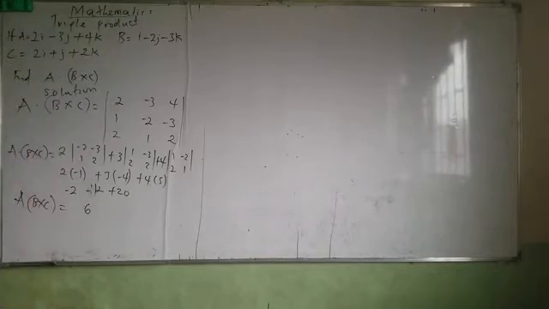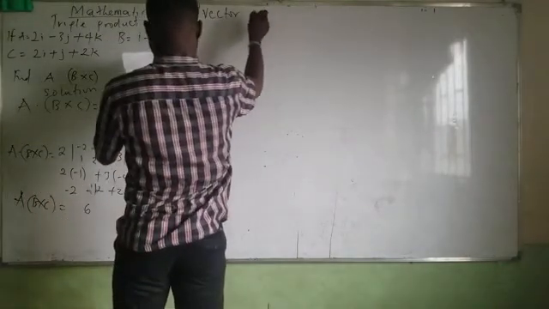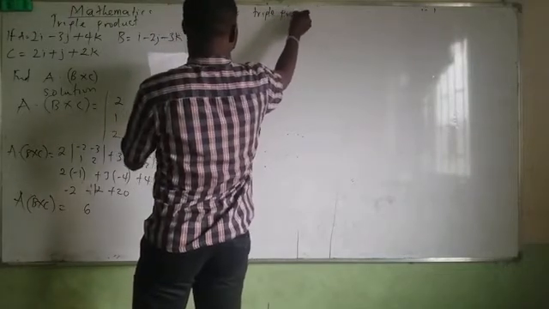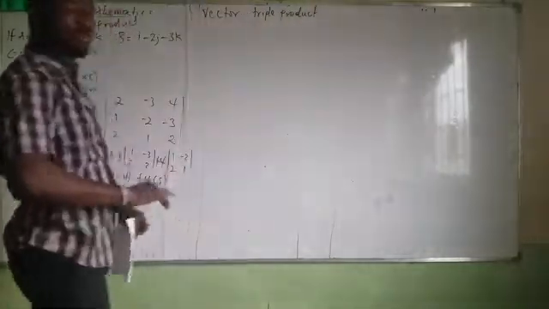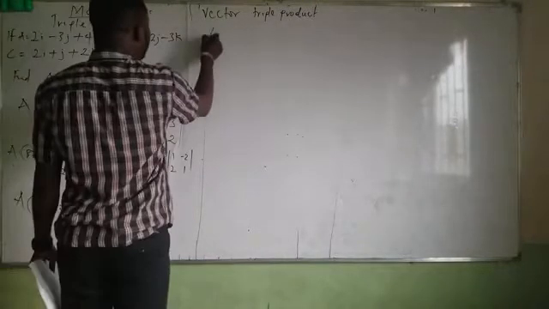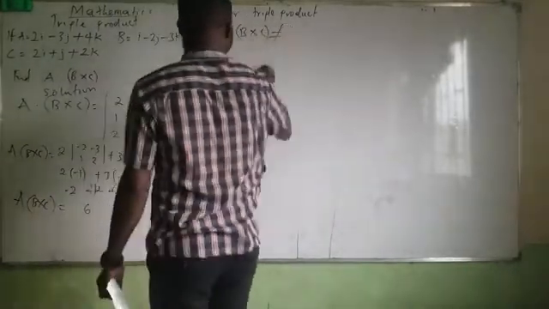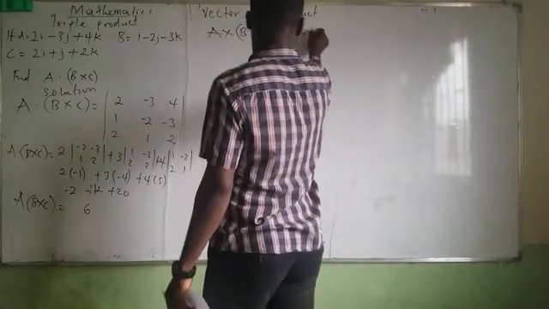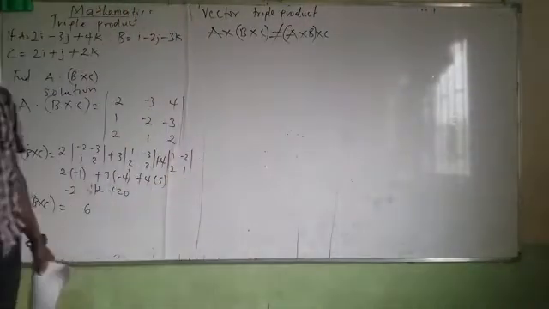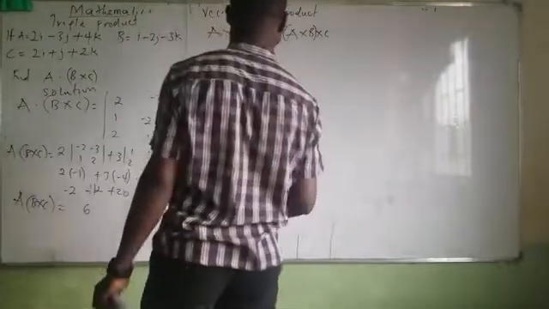Now let me work on vector triple product. Vector triple product is quite different from this. This is a scalar triple product. Now, in this case, I'm talking about A cross (B cross C), which is not the same thing as (A cross B) cross C. These are not the same. Please take note of that.